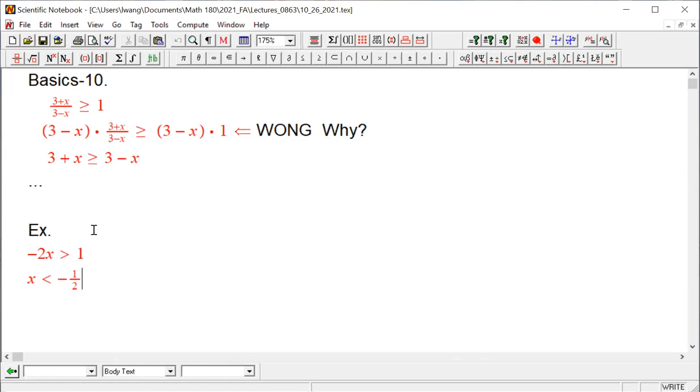We have principle number 3 and number 4, right? Especially number 4. Let me write down the statement of principle number 4. If A is the same as B, then you can multiply A with C equals B with C, where C cannot be 0. If you do that, you're good. That's principle number 4.